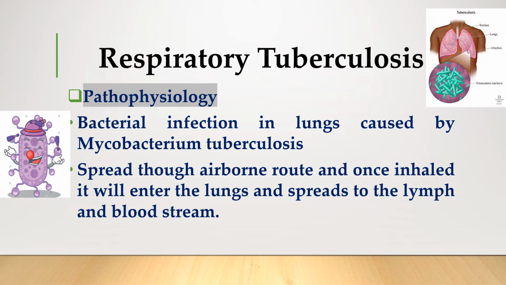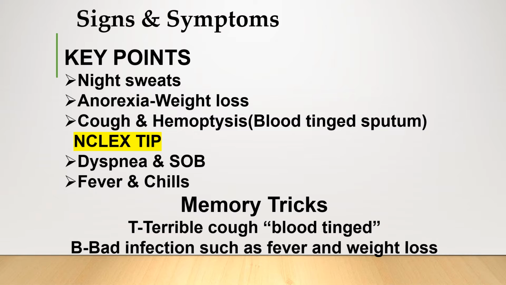So remember, it is an airborne infection which is spread through the airborne route. Once we inhale, it will enter into our lungs and then spread to the lymph and then to the bloodstream. Now the signs and symptoms, the key points that you should remember: night sweats, anorexia, which is commonly known as weight loss in layman's terms, and cough, hemoptysis, which is blood-tinged sputum.